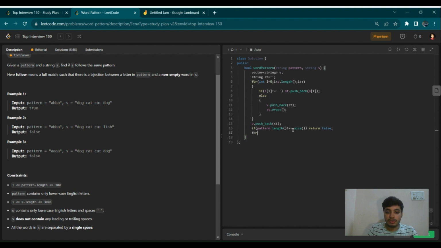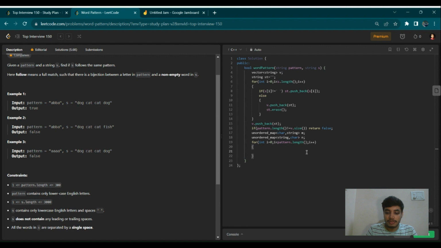Now let's move on to the main part, where we are going to check if it is a pattern or not. For that, we run a for loop, int i equals 0, i less than pattern.length, since the size is the same, i++. First, we also have to declare our maps. We declare an unordered_map of type char comma string, let's take m, and again an unordered_map, and this time of type string comma char, let's take it as n.